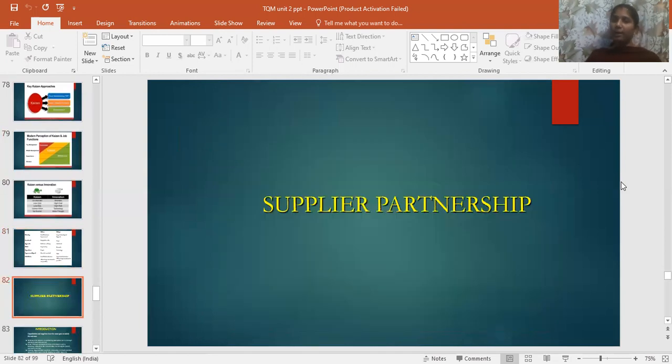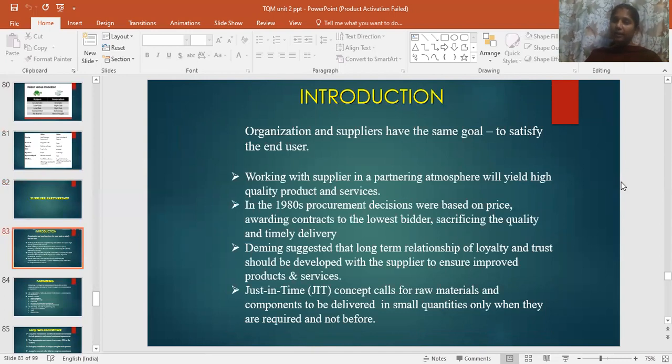Next topic is supplier partnership. Making a partnership with a supplier is very important for any organization to enhance product quality management. The organization as well as the supplier have the same goal, that is to satisfy the end user. Working with a supplier in a partnership atmosphere will yield high-quality products and services. Deming also suggested that a long-term relationship of loyalty and trust should be developed with the supplier to ensure improved product and service.